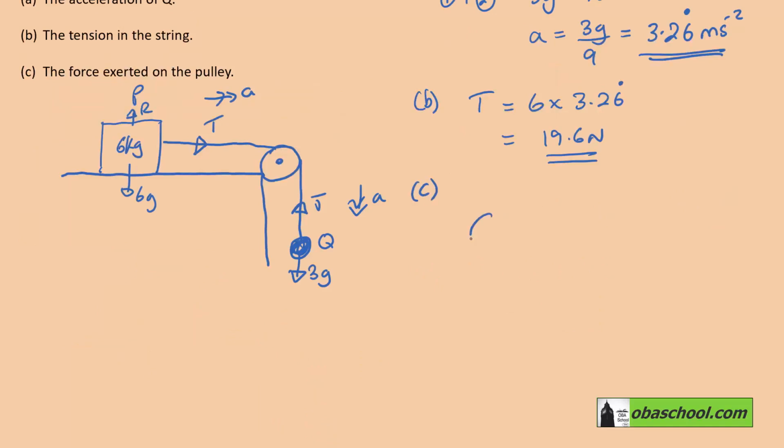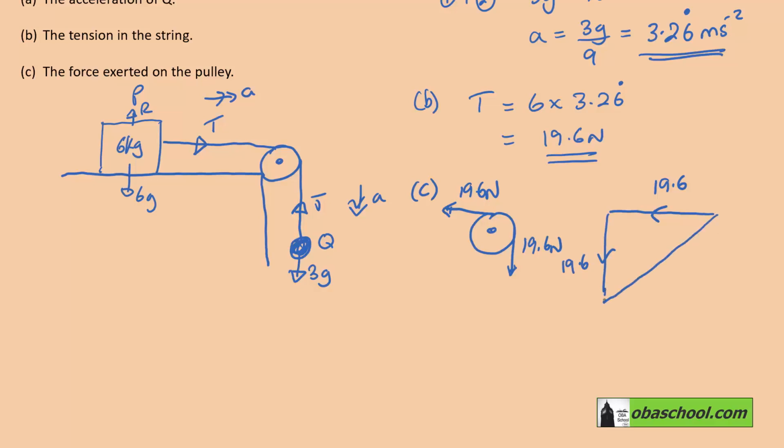So if we consider the pulley, we've got T, 19.6 newtons acting that way, and 19.6 newtons acting that way. So we can draw a force diagram. 19.6, 19.6. Clearly this is an isosceles triangle, so this is 45 degrees.